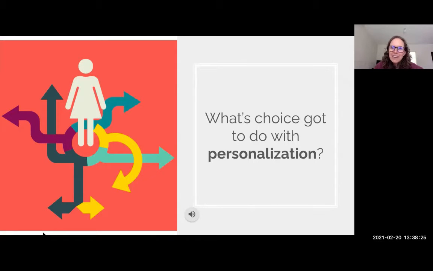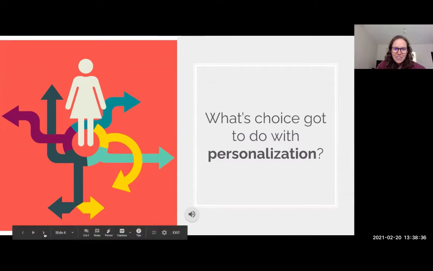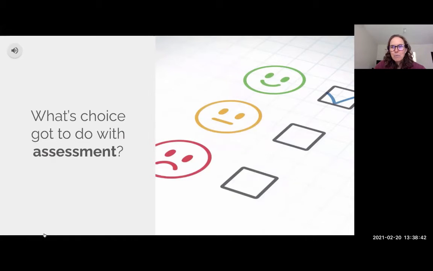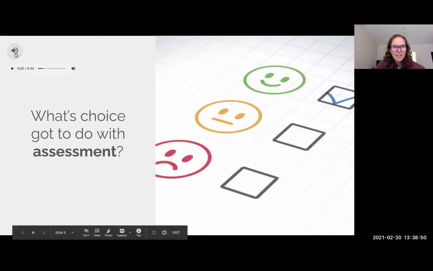And so what if we created some conditions for students to differentiate and take the lead in personalizing their own learning? Then the next question we'll consider is, what does choice have to do with assessment? Once students have built that knowledge in a way that's meaningful for them, what if they could demonstrate that knowledge in a way that's personally meaningful as well? So again, let's hear from students as to what this means to them.